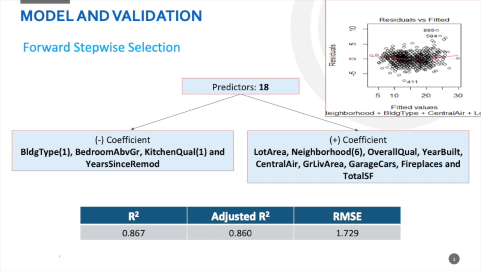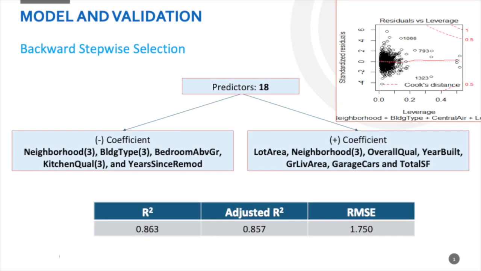For this and for further slides, please note the negative and positive coefficients. That is, when that independent variable increases by 1, the dependent variable is likely to increase if the coefficient is positive, or is likely to decrease when it is negative.